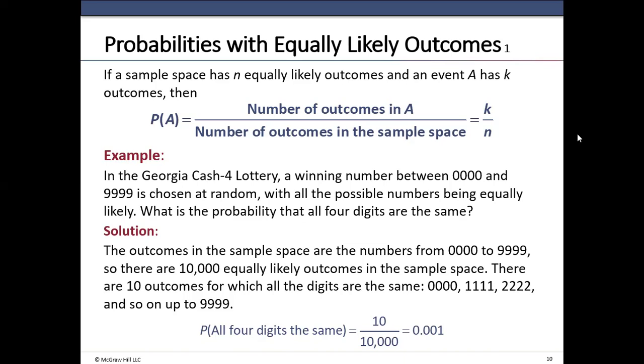As I said, the first number with all four digits the same is 0000. That's a possibility. Next one with all four digits the same is 1111. And you continue this way till you reach the highest number, 9999. So there are 10 numbers which have the same four digits out of a total of 10,000. The sample space is 10,000 numbers. So the probability all four digits are the same is 10 out of 10,000, which is 0.001 or 1 in 1,000.